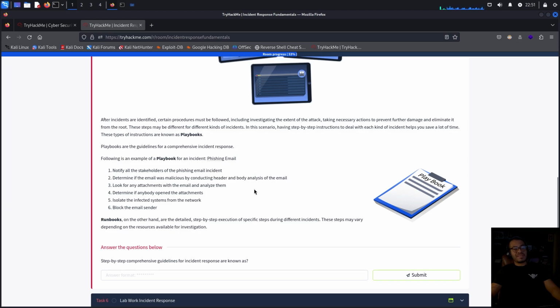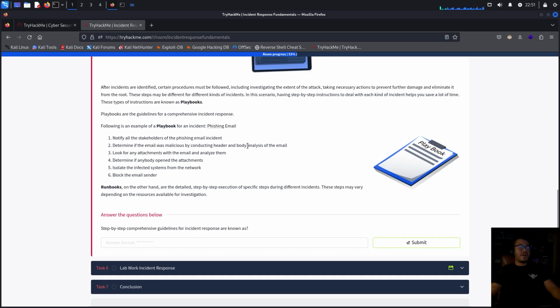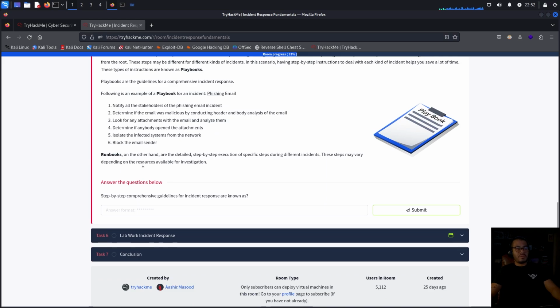Following is an example of a playbook for an incident, in this case, phishing email. Notify all the stakeholders of the phishing email incident. Determine if the email was malicious by conducting header and body analysis of the email. Look for any attachment with the email and analyze them. Determine if anybody opened the attachments. Isolate the infected systems from the network. Block the email sender, right?